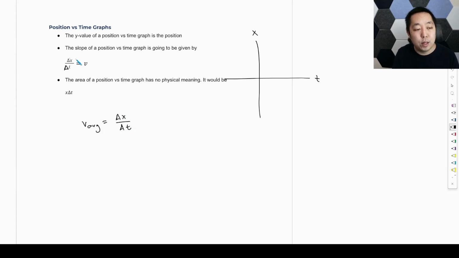It's just a question of whether or not that's the slope at a particular point. That would be called the instantaneous velocity, versus the slope between 2 points or an interval of time, that we would call the average velocity. And then the area of a position time graph is given by this formula. It's the y variable times the change in the x variable, but that doesn't have any meaning. We don't have any formula, so there's no physical meaning on that.